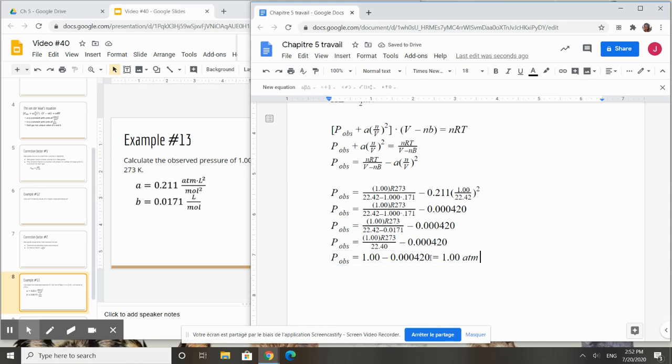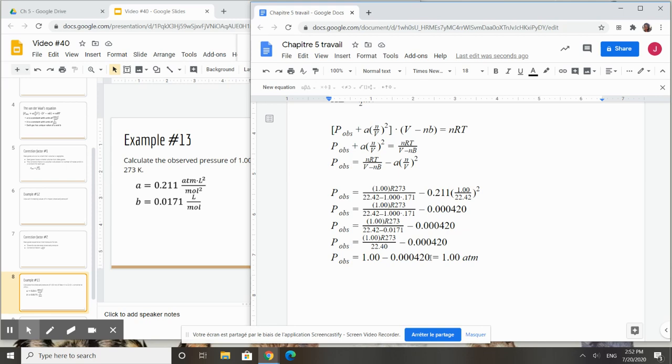And then some of you are probably sitting here thinking, wouldn't I get the same thing if I did PV equals nRT and just forgot about the A and the B? And in this particular case, you would be absolutely correct. There are cases where you will get the same answer, whether you use PV equals nRT or whether you use the van der Waals equation. And then there are cases where you get a slight difference.